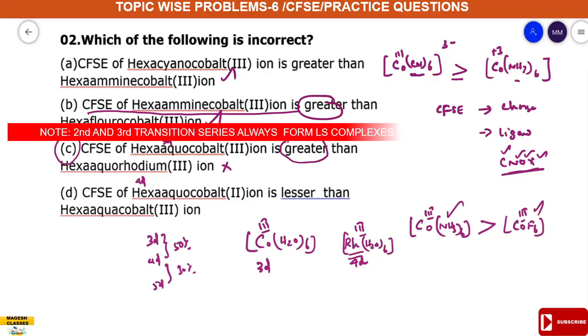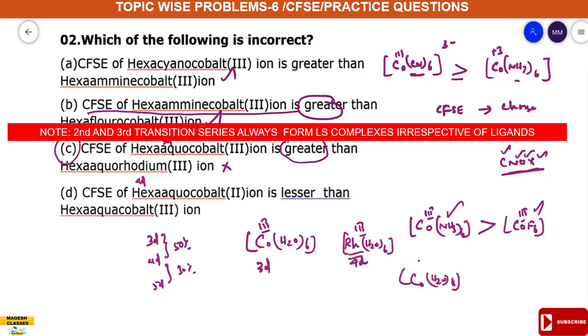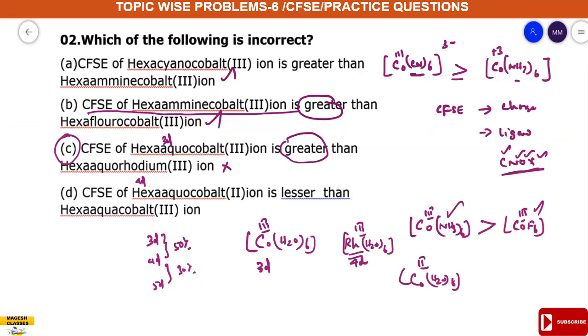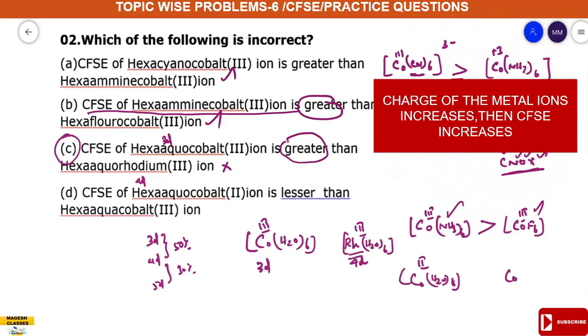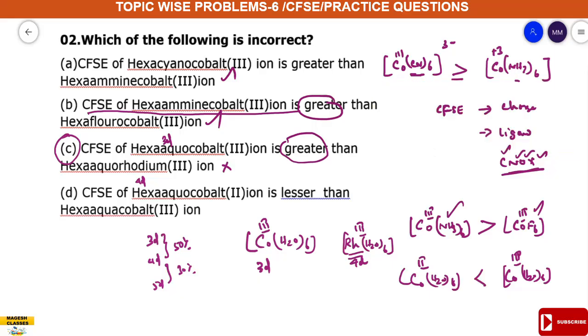The fourth one, CFSE of the hexaaquocobalt 2. Hexaaquocobalt 2, so it is a +2 state. And the hexaaquocobalt 3, it is the +3 oxidation state. So as the charge increases, the CFSE value increases. So it is greater. The statement is correct. Okay, your answer is C.